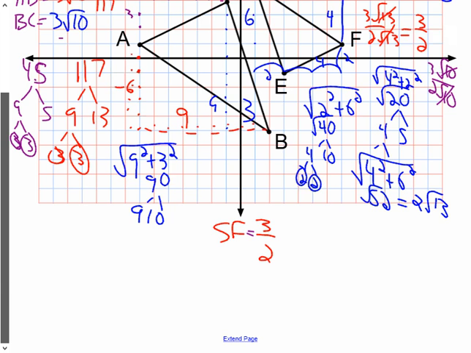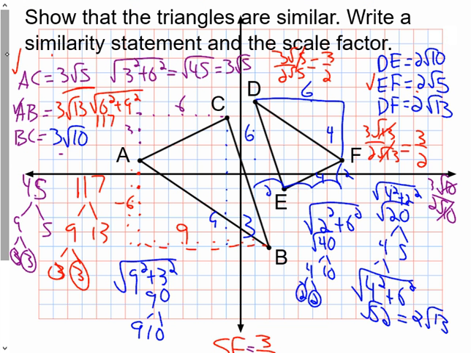So there's our scale factor, and then we just kind of have to connect our lines. Which ones were similar, right? AC was similar to EF. Next one, AB was similar to DF. So we're going to go ACB similar to EFD.